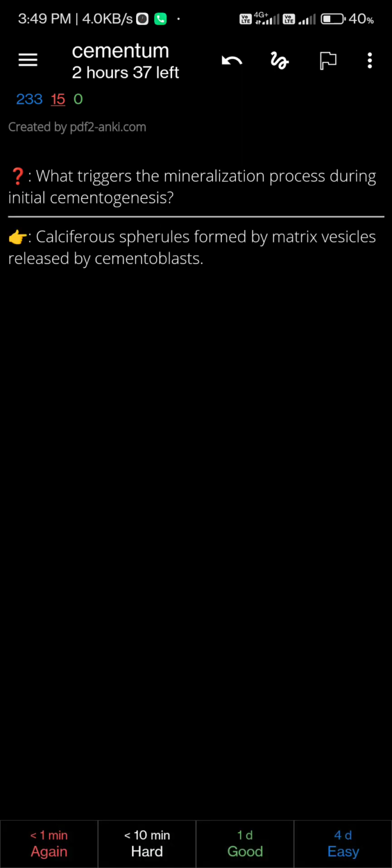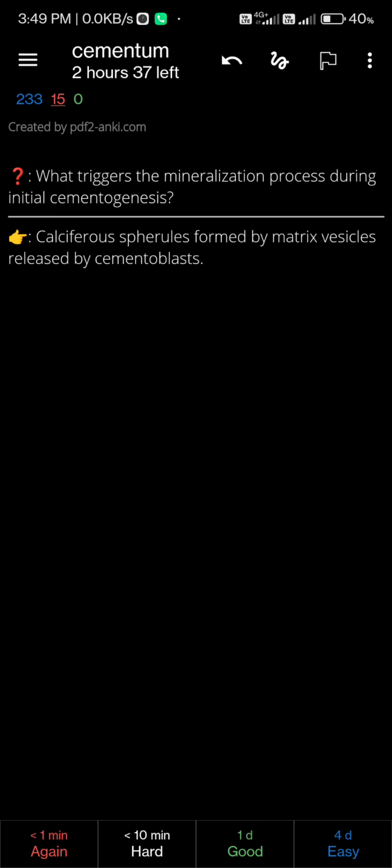So what triggers the mineralization process during initial cementogenesis? Calciferous spherules formed by matrix vesicles trigger the mineralization process during initial cementogenesis.